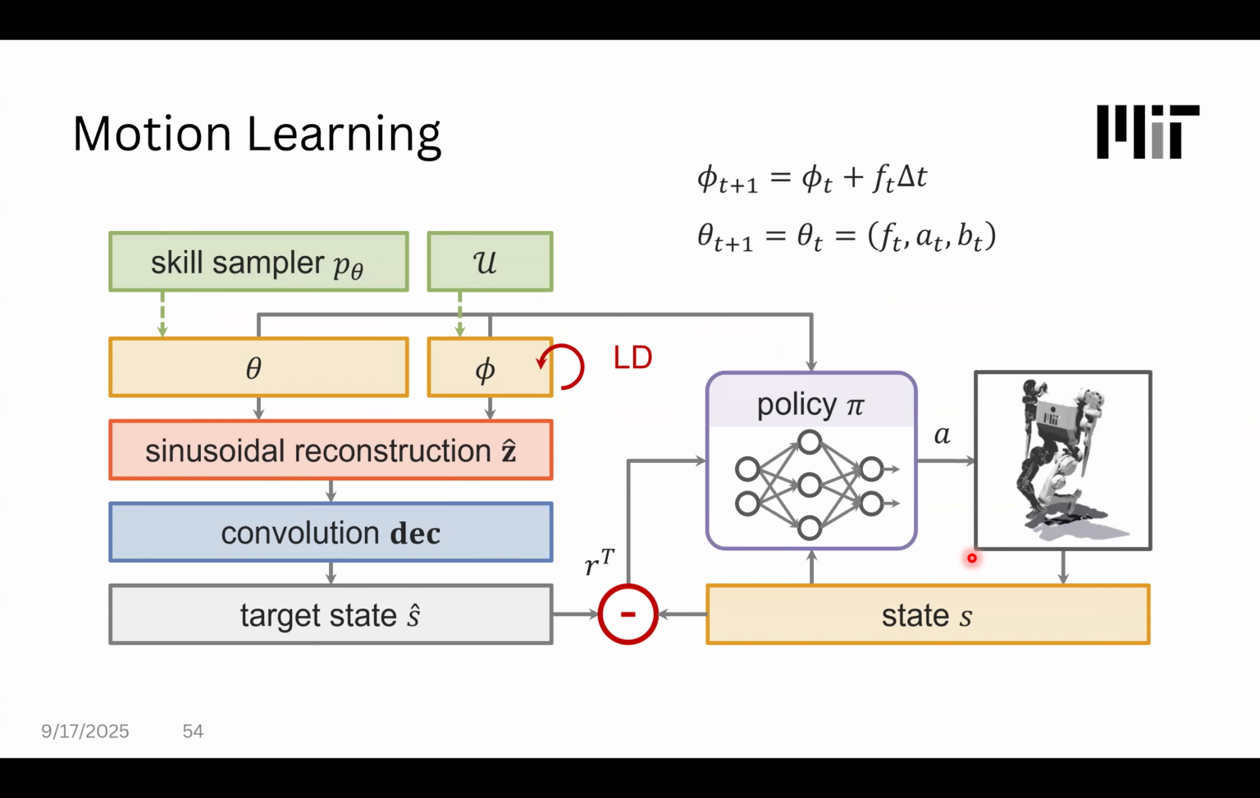After having this nice motion encoder and decoder, we train the RL policy to track them. Every time, we sample a theta, this time invariant frequency domain parameter, and we sample some initial phase. Then we condition the policy on this nice parameterization space, and we calculate the reward. After reconstructing the motion, we calculate reward frame by frame.